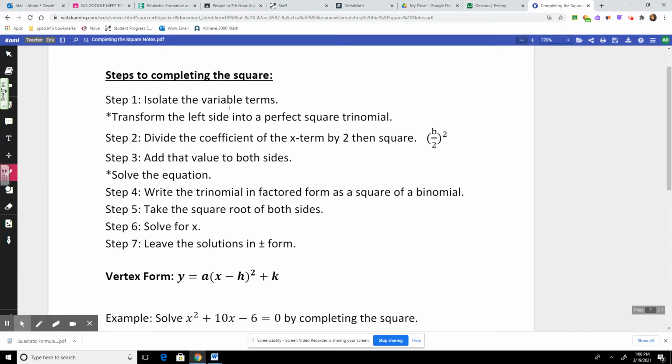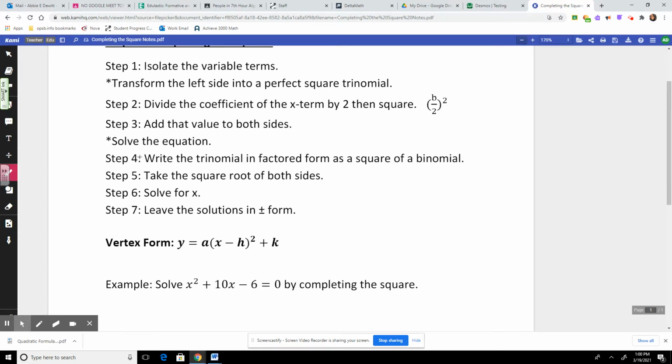So step one, you want to isolate the variable terms, and steps 2 and 3 kind of go together. That's why you have this note. After you isolate the variable terms, you want to transform the left side into a perfect square trinomial by dividing the coefficient of the x term by 2, then square it. So you take your b value, divide by 2, then square. And that value that you get when you simplify b divided by 2 and square it, you will add to both sides.